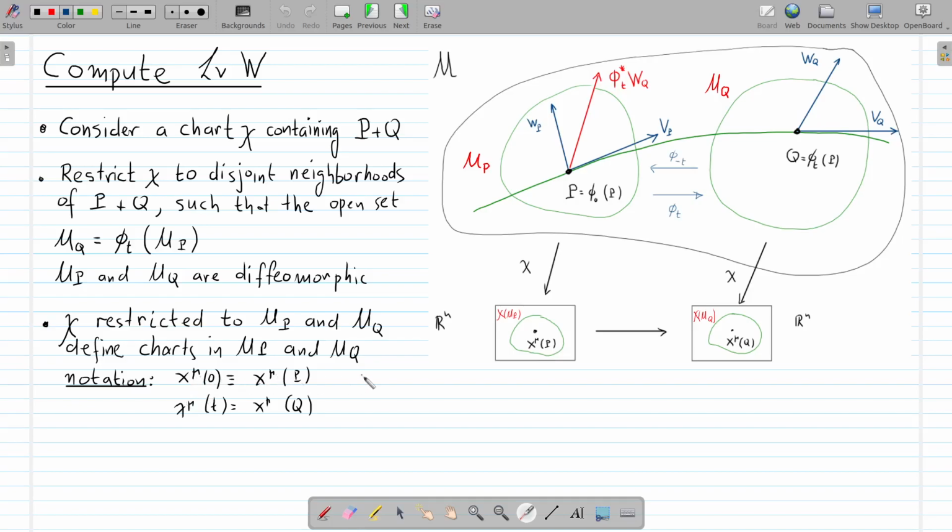So we will use the notation that the coordinates of the point P are x mu of 0, 0 denoting the fact that P is phi 0 of P, and x mu of t are the coordinates of the point Q, taken from the fact that Q is phi t of P. Now, let's consider a vector field W. A vector field W has value W_P at the point P and W_Q at the point Q. Since phi t is a diffeomorphism, we can pull back the vector W_Q to the point P. The components of this vector here are related to the components of W_Q with this well-known relation.